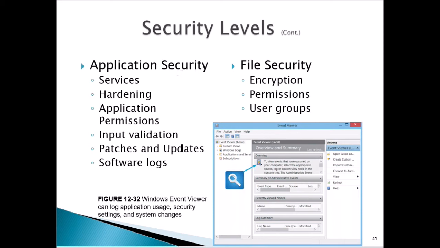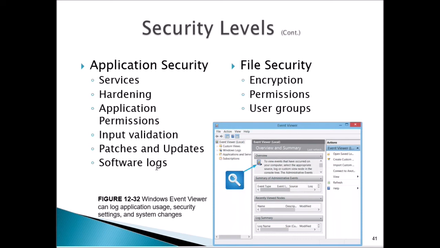Application security involves services, application hardening, application permissions, so that's permissions that you set within the application, and input validation. You want to keep up with patches and updates because that will help you resolve vulnerabilities as well as system function issues. And then there's software logs where you can see particularly when a user's accessed the system, and you can perform audits. You can always find anomalies in log files.